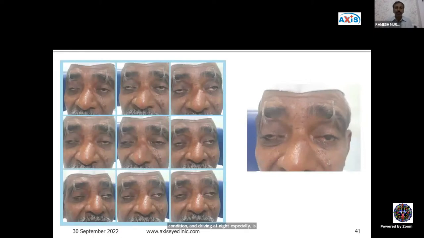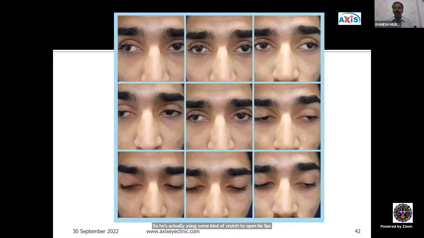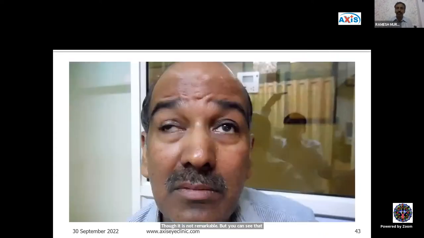If you look at this particular patient, you can see that he has bilateral severe ptosis, and in the nine gaze positions there's hardly any movement of the eyes. You can see that he's put a small tape onto his forehead to lift up his lids, so he's actually using some kind of crutch to open his lids. This is a much younger patient who has started developing PEO. You can see that his eye movements are limited in all directions, and he has the beginning of ptosis in both eyes, though it is not remarkable. But his eyes hardly move in any direction of gaze.